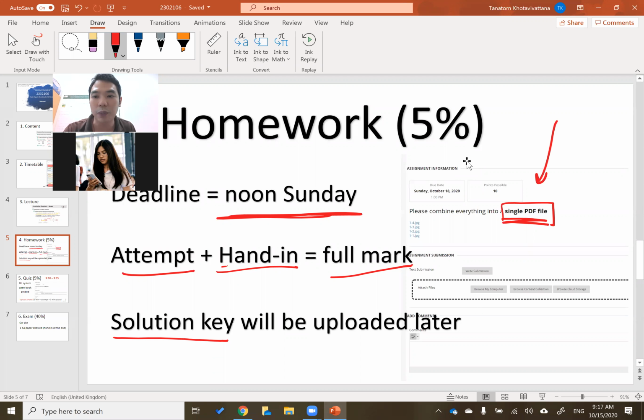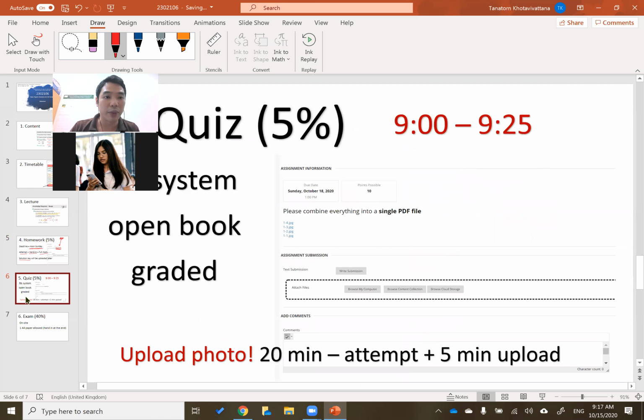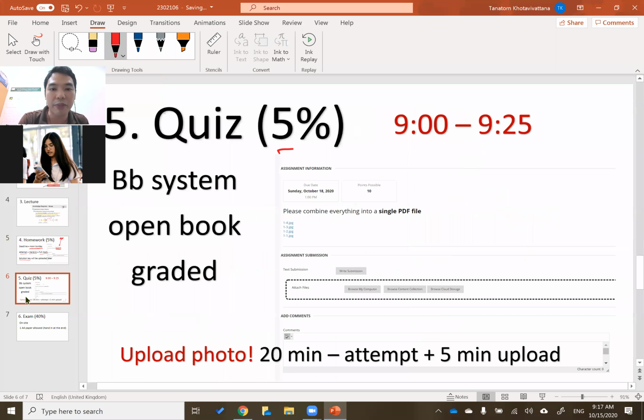And this is a great way to practice. Okay, because in the quiz you should upload a file as well. So try to practice so that you don't have problems uploading the file. In the quiz, which will be in Blackboard as well, this will take 5% of the marking of the course. And this will open at 9 o'clock sharp. You can start at 9 straight away, and then the quiz will stop at 9:25.